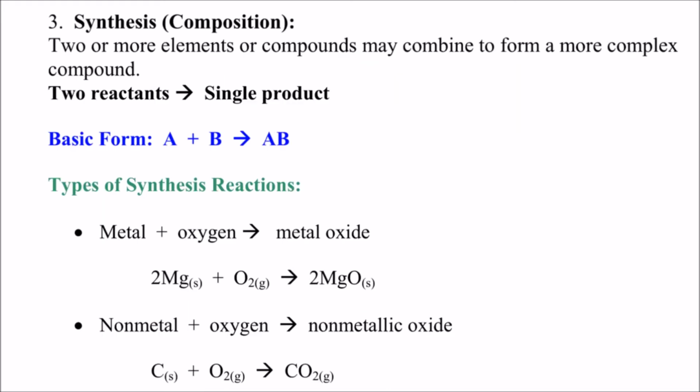Alright, the next type of reaction that we're going to look at is synthesis, or sometimes it's called composition, okay? So in this one, again, we have two or more elements or compounds that combine to form a more complex compound. So two things become one thing. Here is the general form. We have A plus B gives us AB.